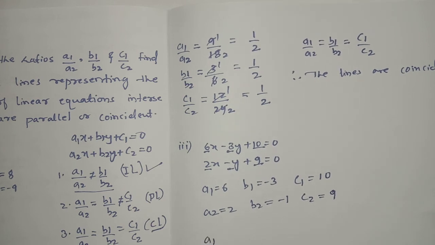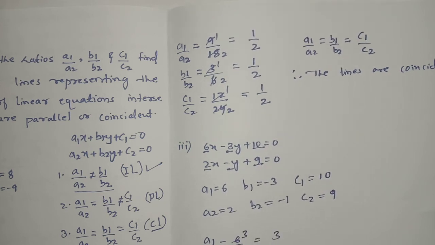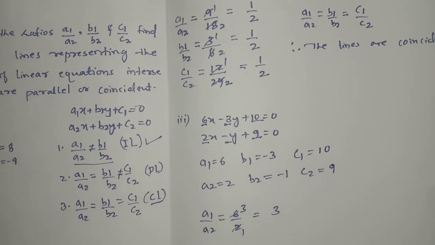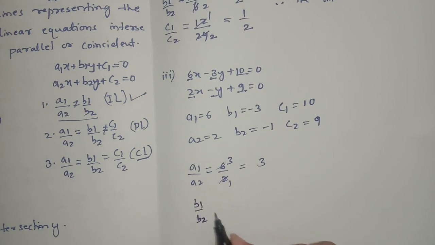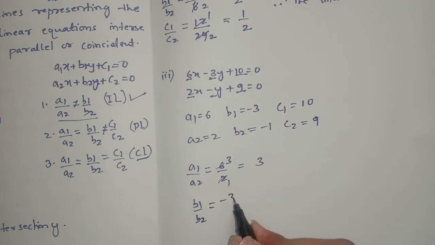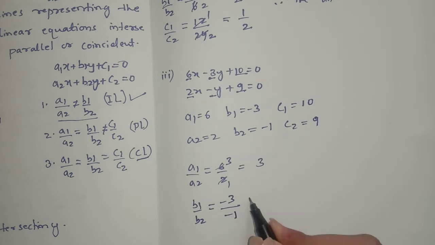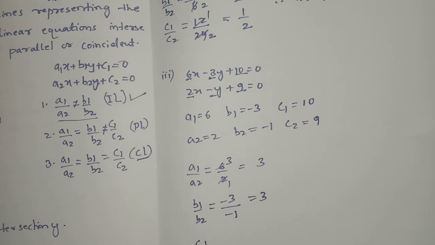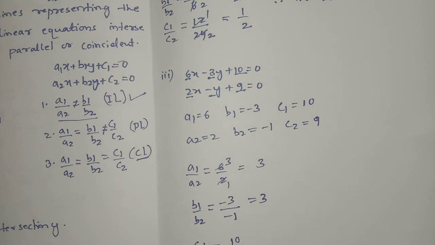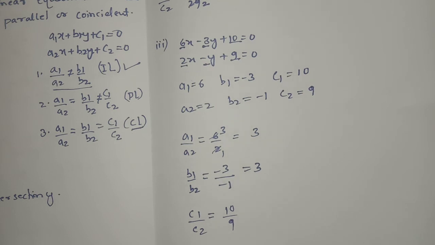Now we have to find a1 by a2. a1 by a2 is 6 divided by 2. 2 ones are 2, 2 threes are 6. Answer is 3. Then we have to find b1 by b2. b1 by b2 is minus 3 divided by minus 1. Answer will be plus 3. Then c1 by c2 is equal to 10 divided by 9. You can see here these two are equal and the third one is not equal.